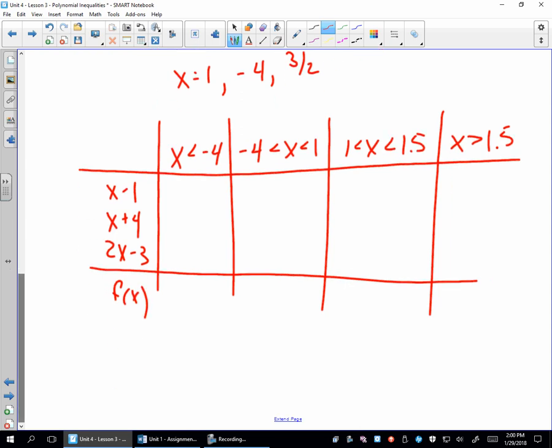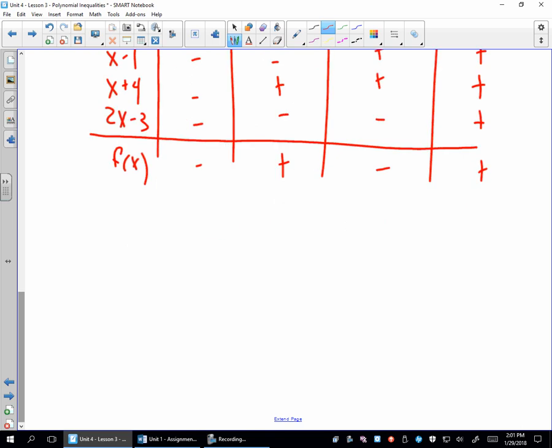All right, let's pick a number less than -4, -5, negative, ooh, definitely negative. 3 negatives make a negative. -4 to 1, the number 0 is a good choice usually. 1 to 1.5, well, I don't know, 1.1. That's a positive. 1.1 is still a positive. That's a negative. And number 2 would work. Positive, positive, positive, positive.